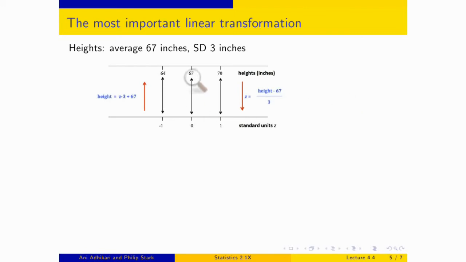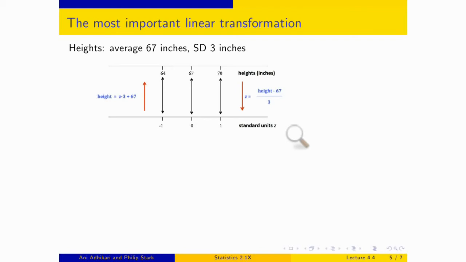The average, 67, becomes 0. 70 is 1 SD above average. That becomes 1. The minute you set down 2 numbers on the scale, everything else is forced to be set down at a particular point. So 64 is 1 SD below average. That must come down to -1. The lower scale here is called the standard unit scale. It is usually denoted by the letter Z. I actually don't know why, but Z is very common for this.